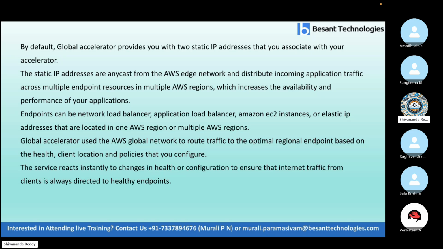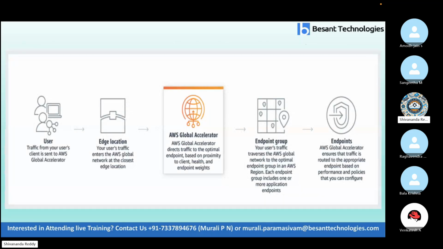Global Accelerator uses the AWS global network to route the traffic to the optimal regional endpoints based on the health, client location, and the policies that you configure. The service reacts instantly to changes in health or configuration to ensure that internet traffic from clients is always routed to healthy endpoints. Like this, the user reaches the edge location, then the Global Accelerator, then the endpoint group, then the endpoints, which can be your load balancer or EC2 server or anything.